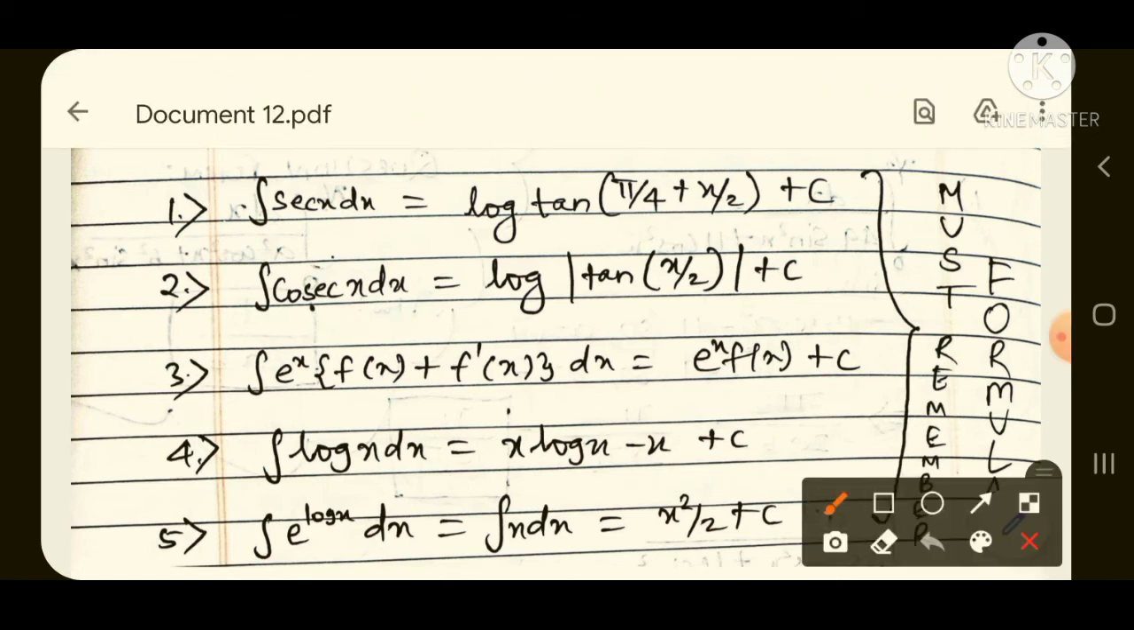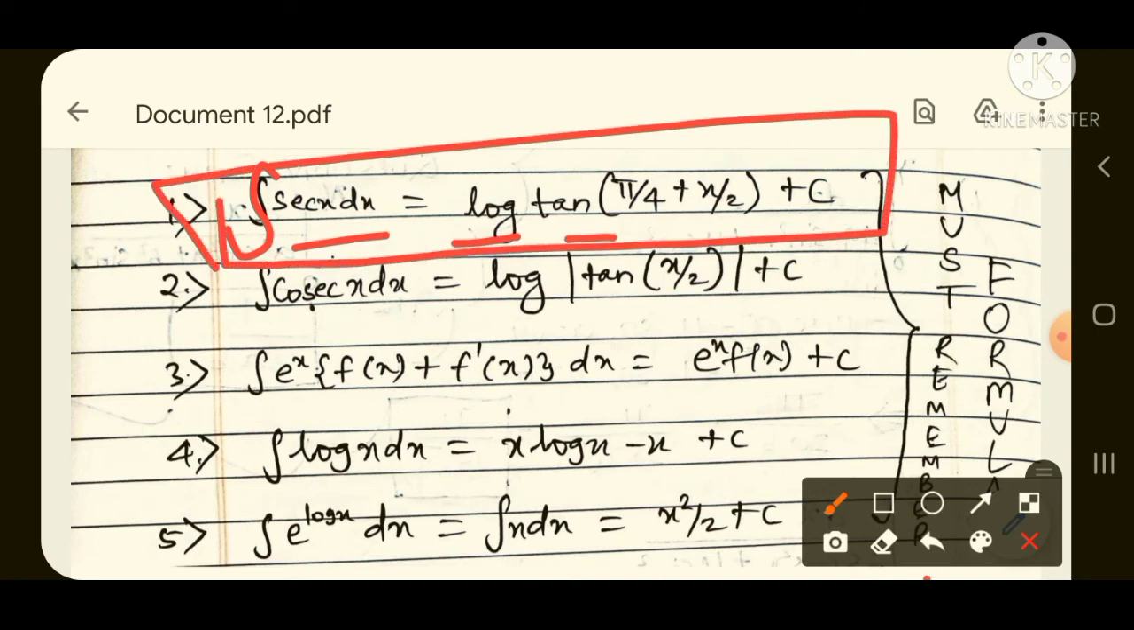So our first formula is integration of secant x dx, which is equal to log of tan(pi by 4 plus x by 2) plus c. You need to remember this formula. This is very much important. Direct questions are asked in NDA and Air Force and Navy examinations.